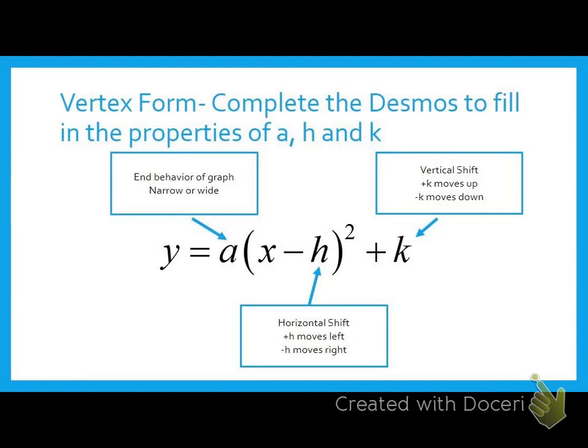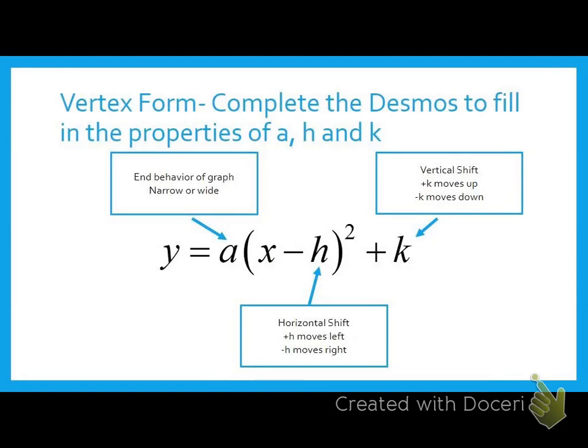The k, which is going to sit right outside the parentheses, is going to move our graph up and down. It's going to shift it up and down, like a kangaroo, k for kangaroo. Right? So if k is positive, it's going to shift our parabola up. And if k is negative, it's going to shift our parabola down. Now, we're talking about shifting. And what I'm talking about is shifting the parent function. We'll take a look at the parent function in just a second.